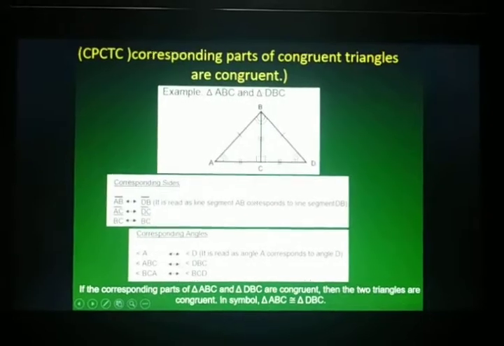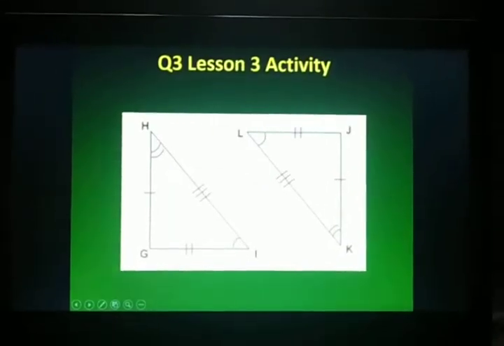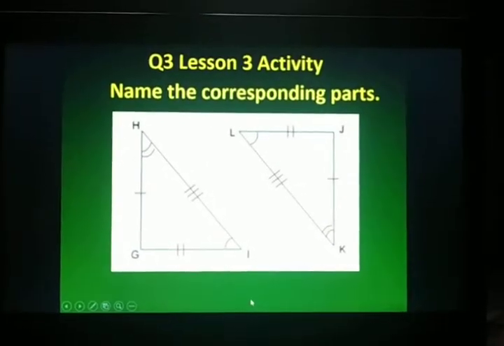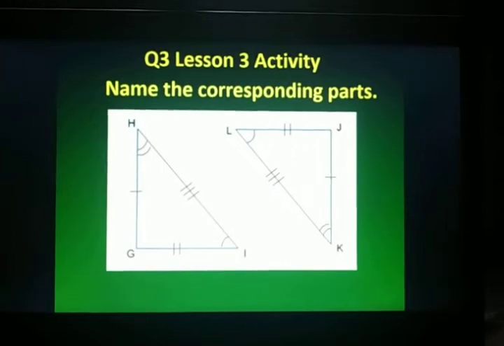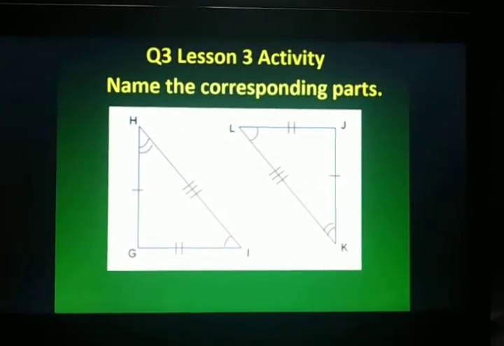Okay, that's it for our lesson 3. I have given you our quarter 3 lesson 3 activity. The instruction is to name the corresponding parts. So you should have 3 for angles, 3 for sides, and 3 for vertices.